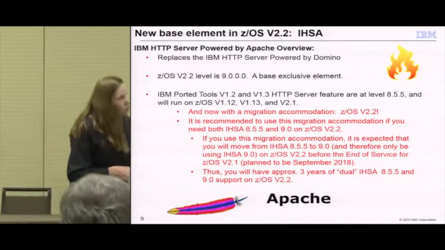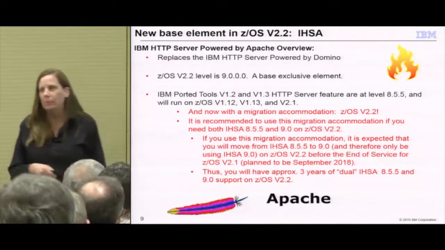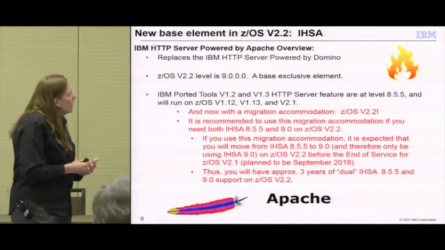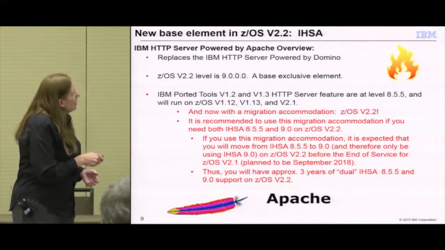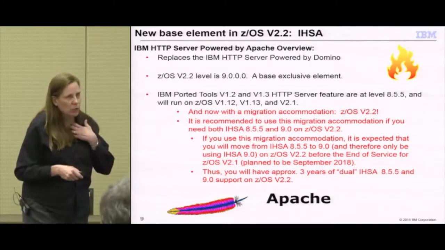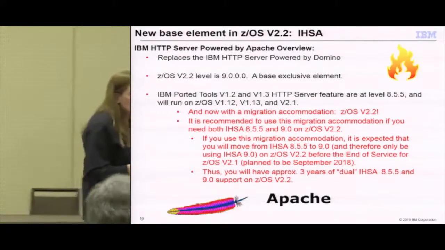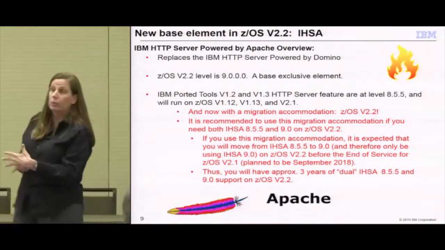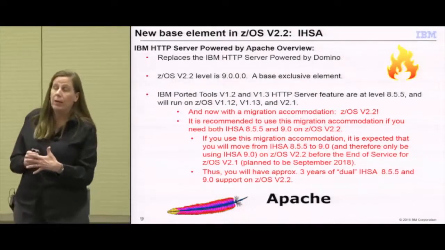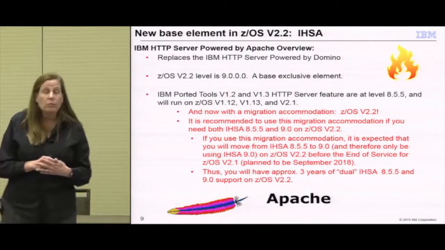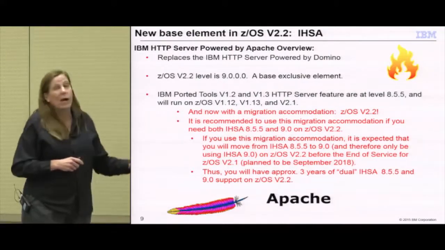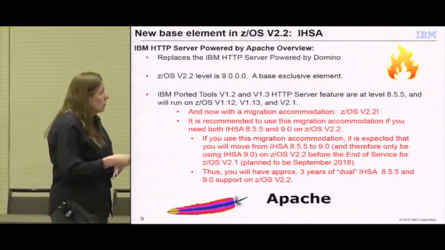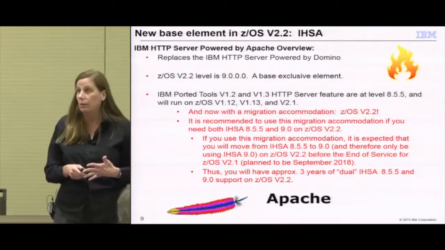Now, the next one is not such an easy one, and this is the one that I really want everyone to understand in part one. This is the big thing to take away from this session: the IBM HTTP Server powered by Apache has been incorporated into z/OS 2.2, and we have removed the very much older IBM HTTP Server powered by Domino. That one was very old, and we've taken the Domino one out and put in the IBM HTTP Server powered by Apache, or we just call it IHSA.